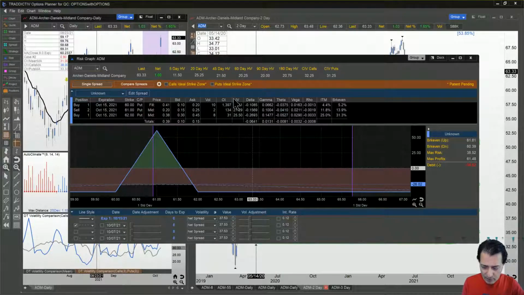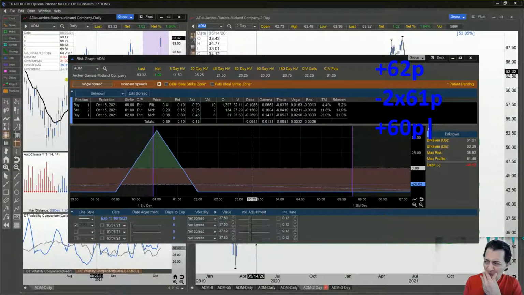But here's the trick, okay? So let's say I get filled. What is going to be my position like? My position will be made of buying the 62 put, selling 2 of the 61 put, and I own the 60 put, which is the original put from this trade.